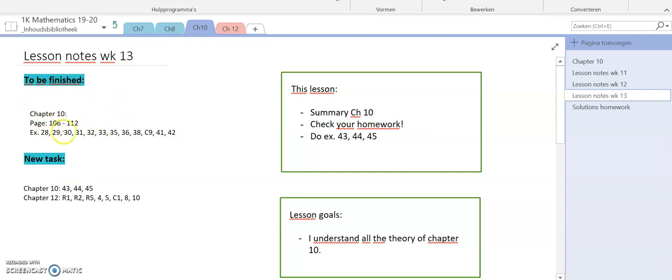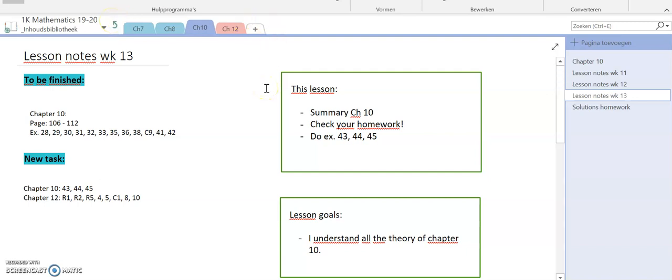You've finished the following exercises, 28 until 42, and I would like you to check your answers. You can do it over here, although I hope that you already did, or you can use your own solutions book. And please make a copy or a photo of your homework and put it in your own notebook.